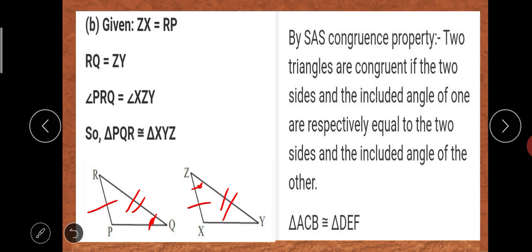Two triangles are congruent if the two sides and the including angle of one are respectively equal to the two sides and the including angle of the other. So these two triangles are congruent by which criteria? Side angle side. So here ACB is congruent to DEF.